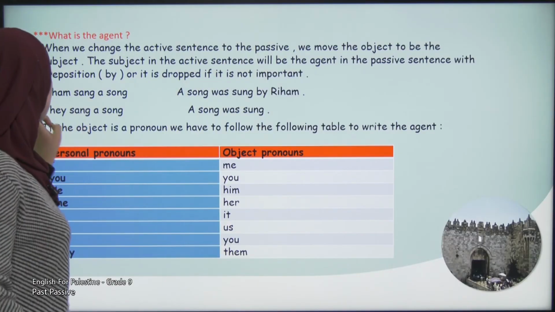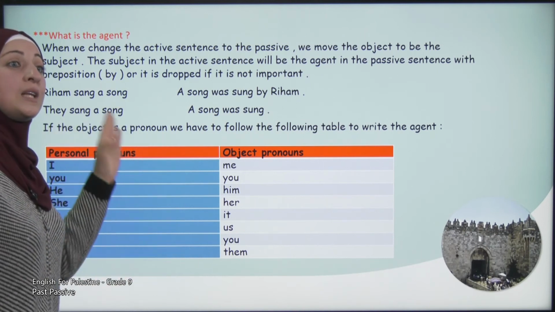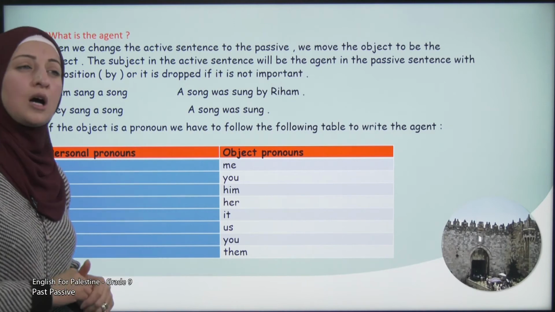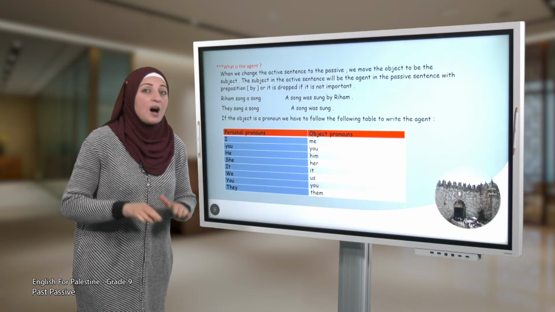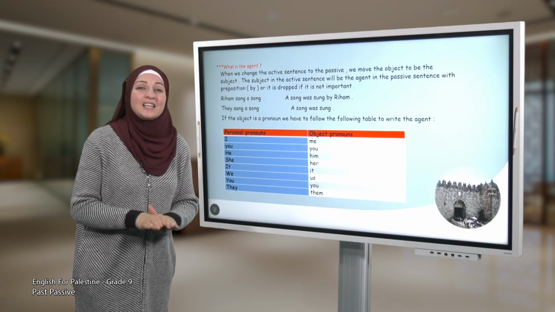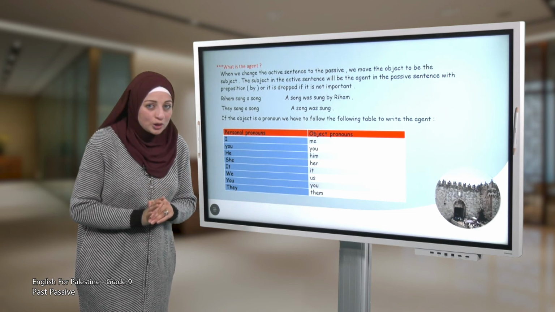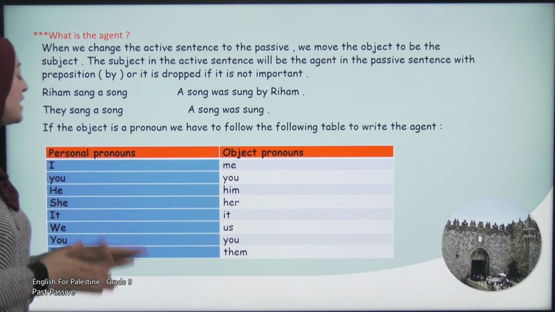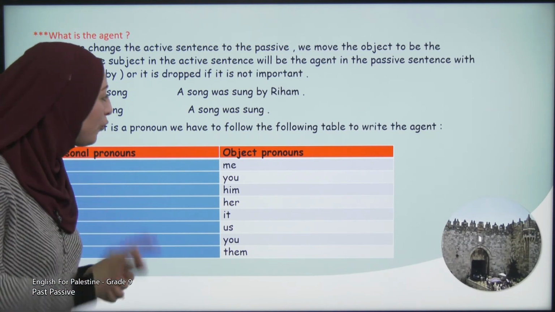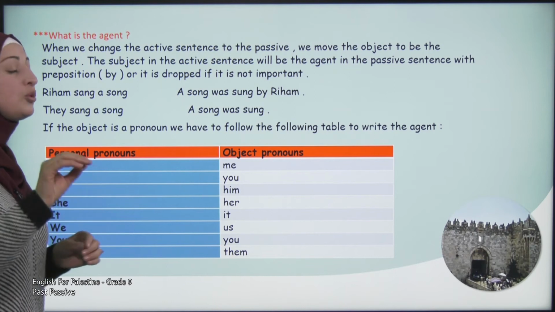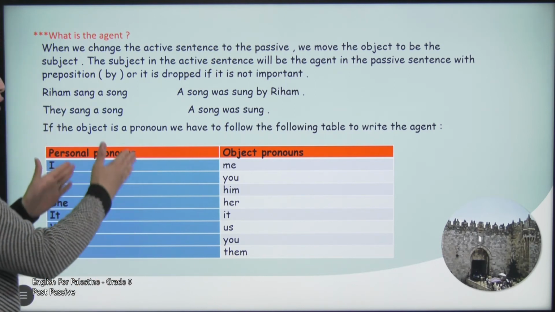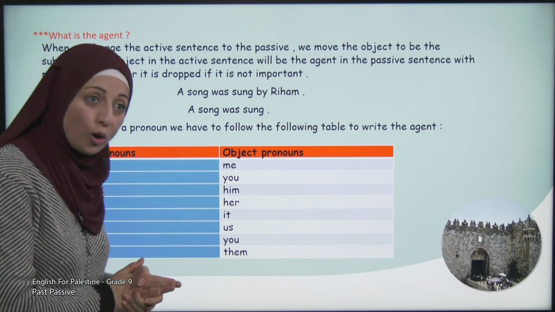Example number 2, they sang a song. To change it to passive, I will say a song was sung. I didn't say by them, I just dropped it because it's not important. Also, I want to tell you that if the subject is a pronoun, we have to follow the following table to write the agent. Those are the subject pronouns and those are the object forms of them.